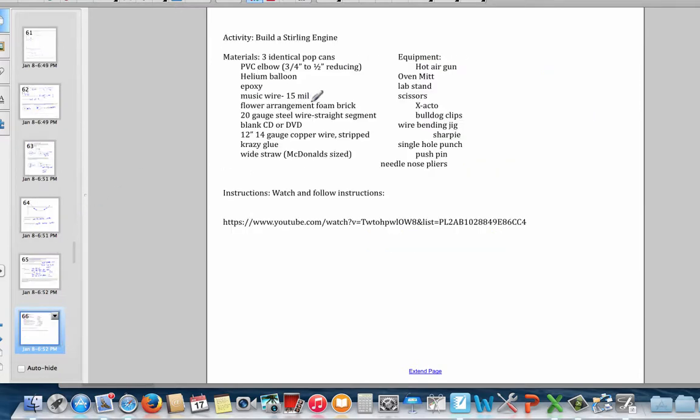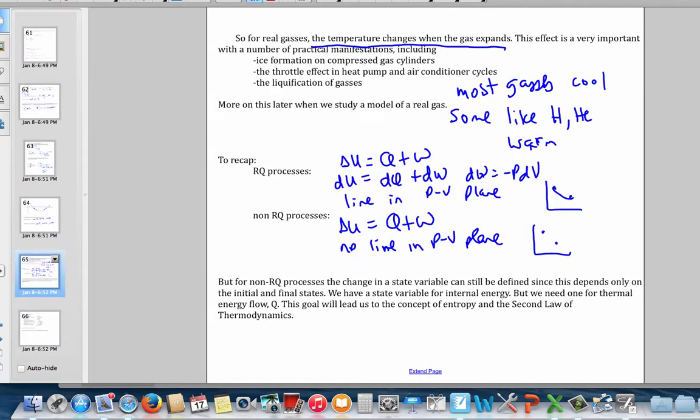And here's the activity that we're going to do in class. We're actually going to make a practical thermodynamic cycle. We're going to build an engine. Instructions and materials will be provided in class. For now, that's all we need to do for our pre-lecture video. And see you in class.